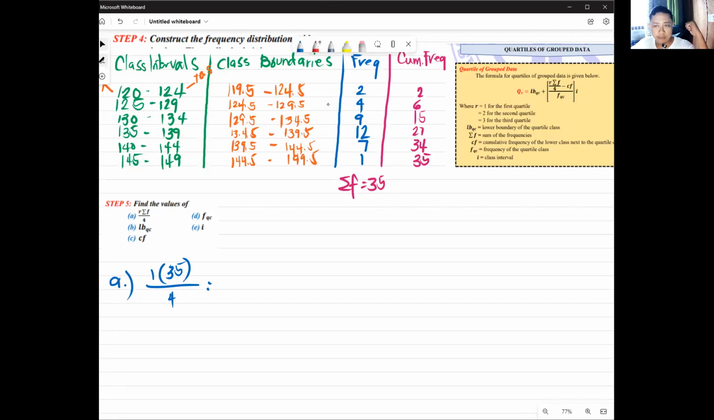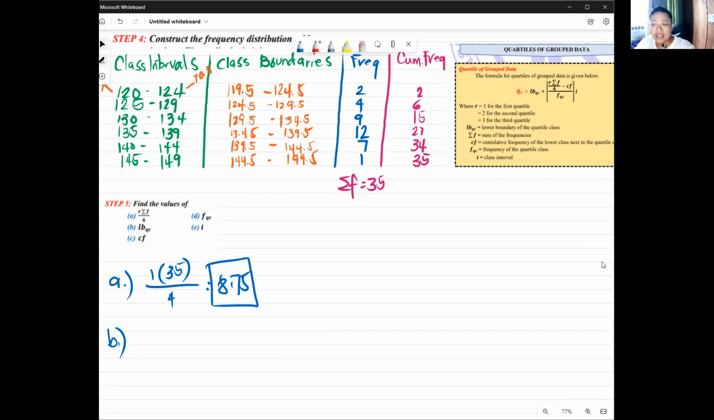Very good. It's 8.75. Okay. Take note of that. Okay. Letter B. Diba? Dali lang. Lower bound of the quartile class. Where will we find this? Simply look at the quartile class and find the lowest class boundaries.